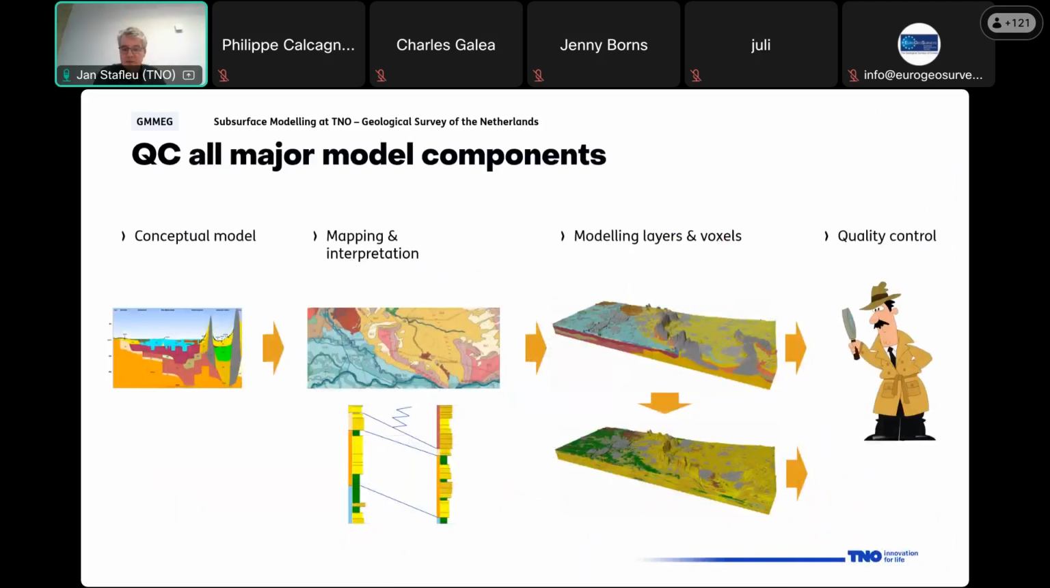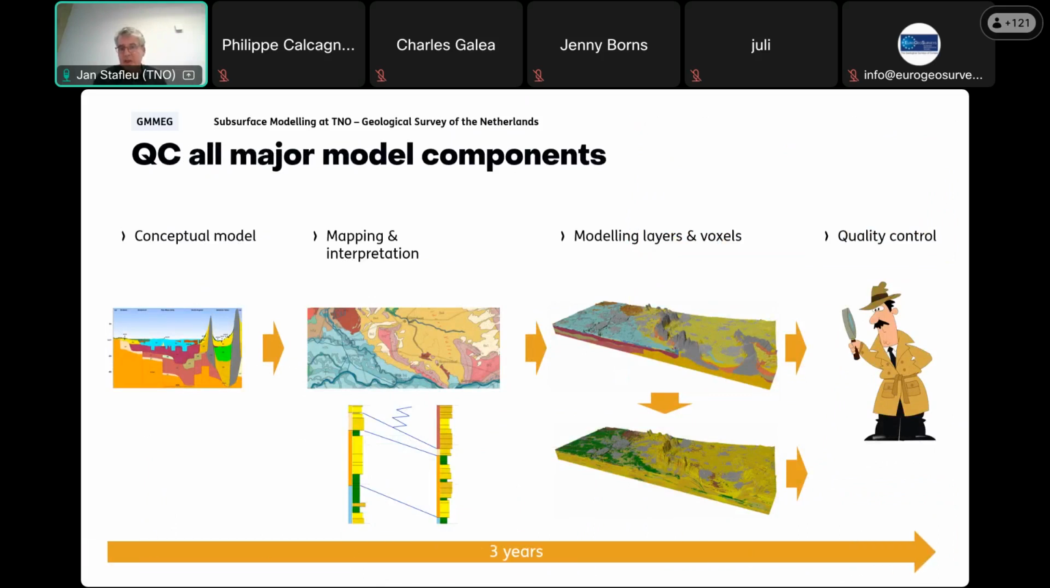We soon found out that if we have a project that takes 3 years to accomplish, and we have QC at the end, and you then find a defect in the conceptual model or in the mapping, you have to go months or maybe years of work back in time and redo something, which takes, of course, a lot of time. So we soon found out we need quality checks at all major model components. So we're checking the conceptual model, we're checking the interpretation of the boreholes, we're checking the spatial extent of the units, we're checking the layer-based model, and we're checking the voxel model.